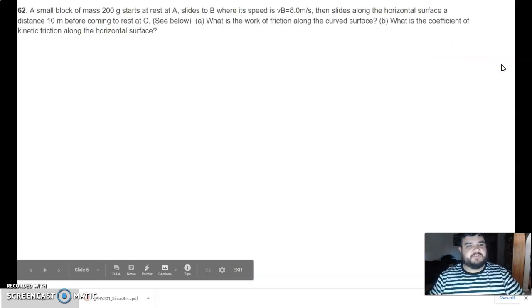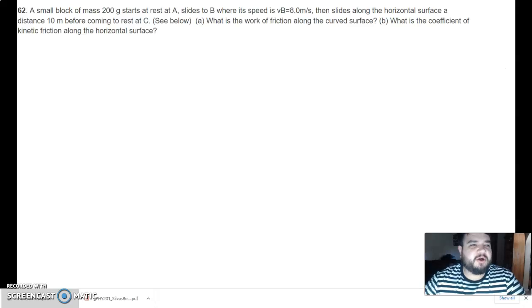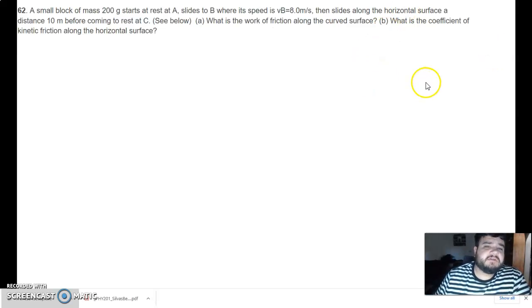Okay, so we have this physics problem. A small block of mass 200 g starts at rest at point A, slides to point B where its speed is 8 meters per second. Then it slides along the horizontal surface a distance of 10 meters before coming to rest at point C. It's asking us what is the work of friction along the curved space, and then what is the coefficient of kinetic friction along the horizontal surface.